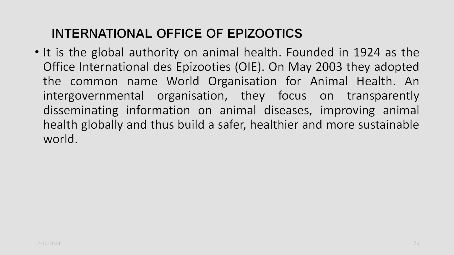Next is the International Office of Epizootics. It is the global authority on animal health. Founded in 1924 as the Office International des Epizooties, in May 2003 they adopted the common name World Organization for Animal Health, because here we are not simply dealing with foodstuff that is not derived from animals; sanitary and phytosanitary measures are equally concerned with food that is derived from animal meat or animal sources.